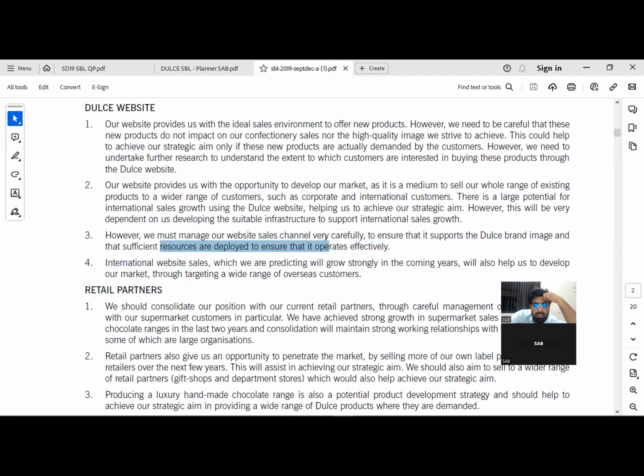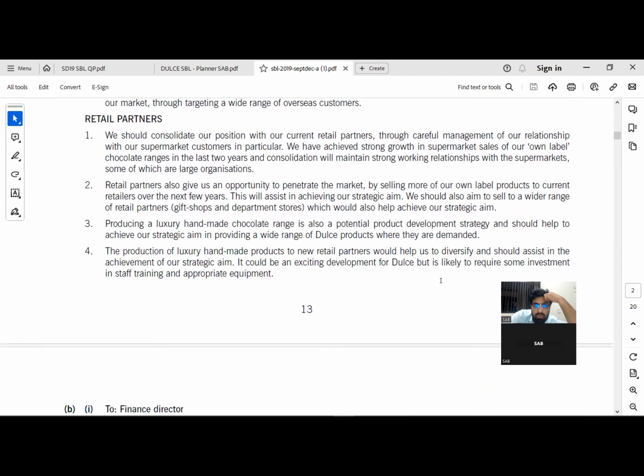So we deploy sufficient resources there. Then international website sales, which we are predicting will grow strongly in coming years. So you need to be aware of that.